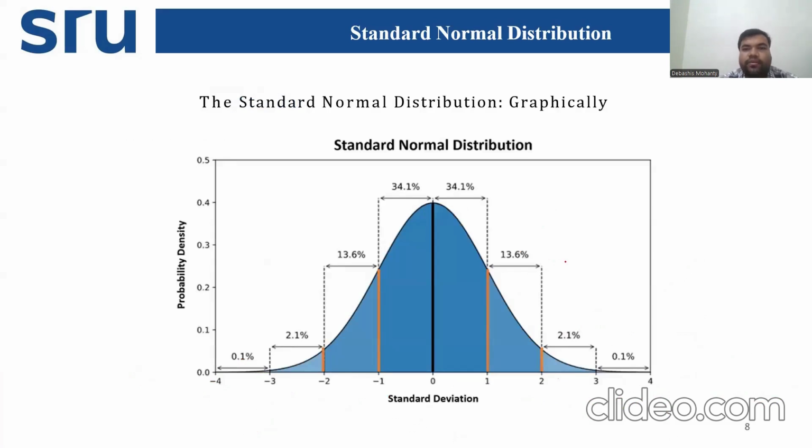Next, coming to the standard normal distribution, it is equally distributed on both sides. If the right-hand side is 34.1%, you will see that on the curve, and then 13.6 on the next band, and 2.1 here, and also 2.1 on the other side. So it is equally distributed. Here it is a standard normal distribution.